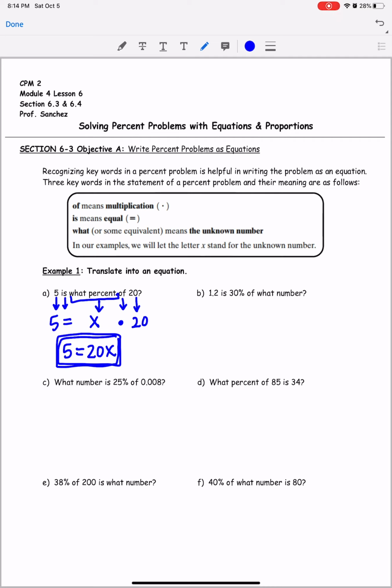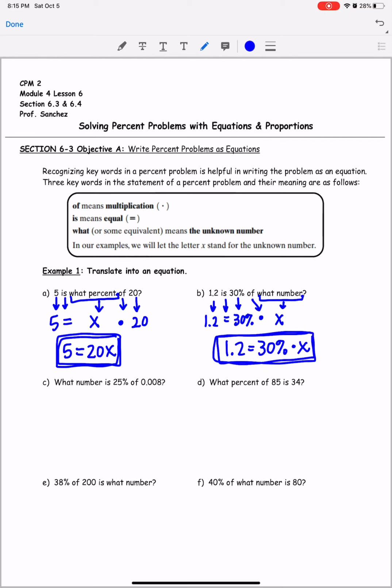B, same thing, 1.2 is, that's my equal sign, 30%. So here, because we are talking about a percent, we do need that symbol in there. Of means multiplication. And then what number is my X? This one we can't really clean up very much. Because of that percent sign, we kind of want this little dot, that little multiplication symbol in there. So we've got 1.2 equals 30% of times our X.